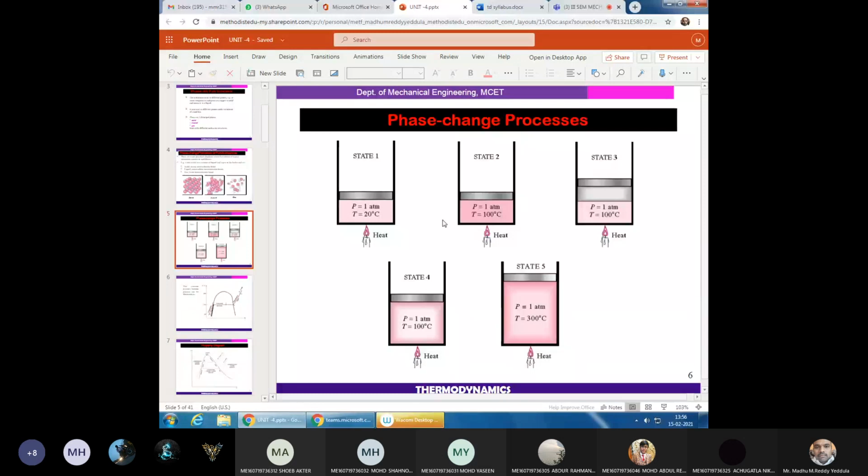Temperature increase. Temperature is increased. Is there any change of the phase? Here it is in liquid phase. Here it is also in liquid phase. This type of heating is called what? What is the name of this heating? Sensible heating, sir. Very good. Sensible heating means phase remains constant, only temperature changes. Because here it is liquid form, here also it is liquid form.